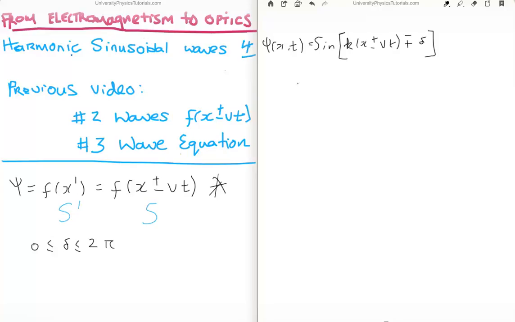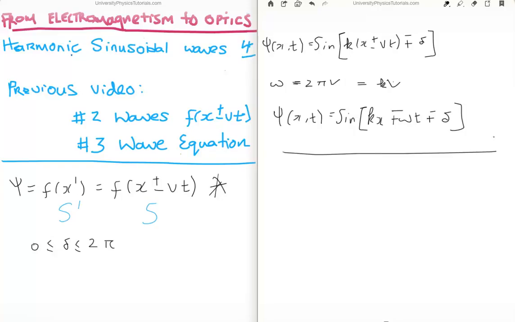Now, the interesting thing here is we need to introduce the angular frequency. Why do we use the angular frequency? It's because it's just much easier to deal with it. So the best way of looking at it is we use the Greek letter omega, and that's 2 pi times the frequency. Or that's kv. Like that. Okay, so another way we can write this is psi of x and t is sine kx plus omega t plus or minus delta.